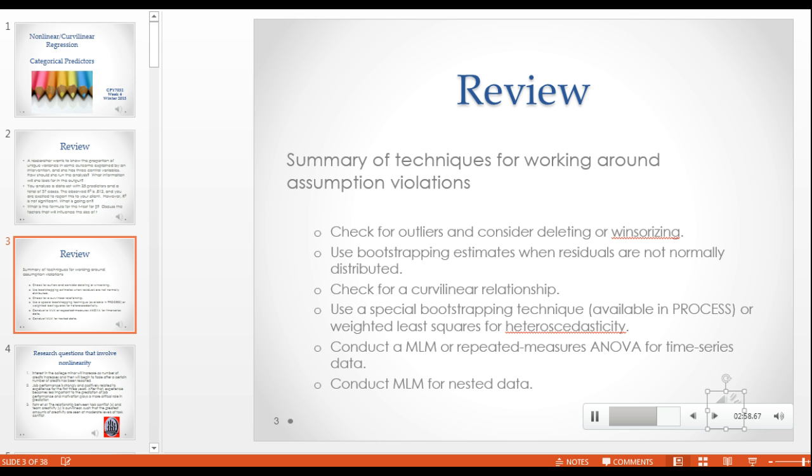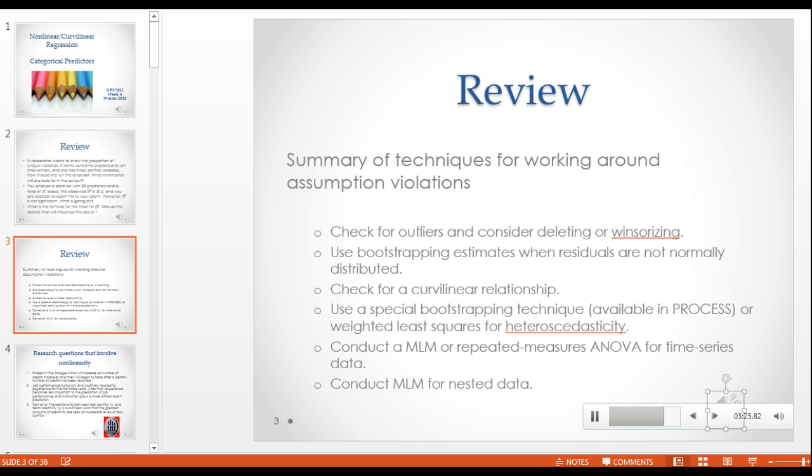We can conduct a multi-level modeling analysis or repeated measures ANOVA for cases of time series data. When we are measuring the same individual on the same DV, outcome variable, over time, that means that we have correlated residuals. And so we would want to use a different technique that's not the OLS regression that we're learning here. MLM and repeated measures ANOVA cover that.